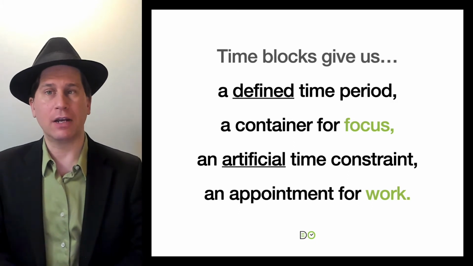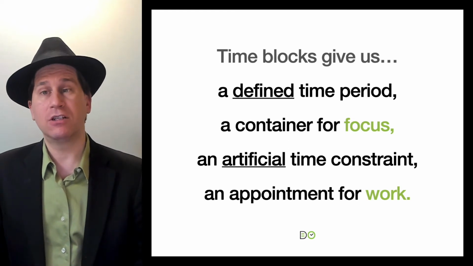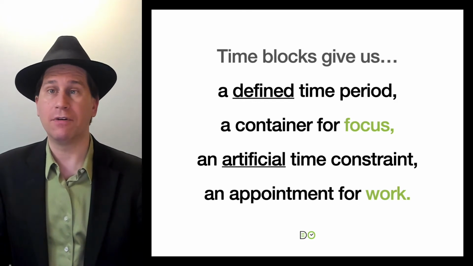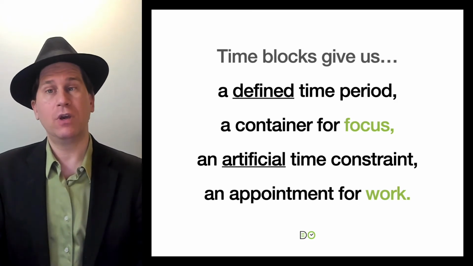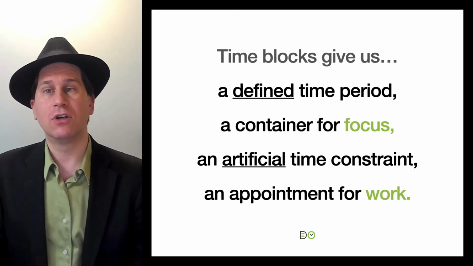It can also act as an artificial time constraint. As we'll see later on, we can run into something called Parkinson's law, where our tasks will just expand to fill whatever time we give it. By creating time blocks, we can shorten the amount of time that we give to tasks to trick ourselves into working more efficiently.